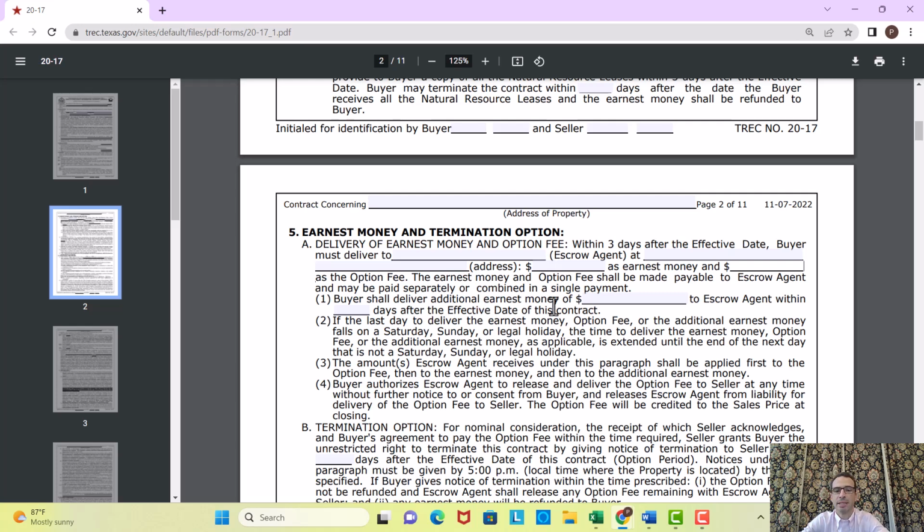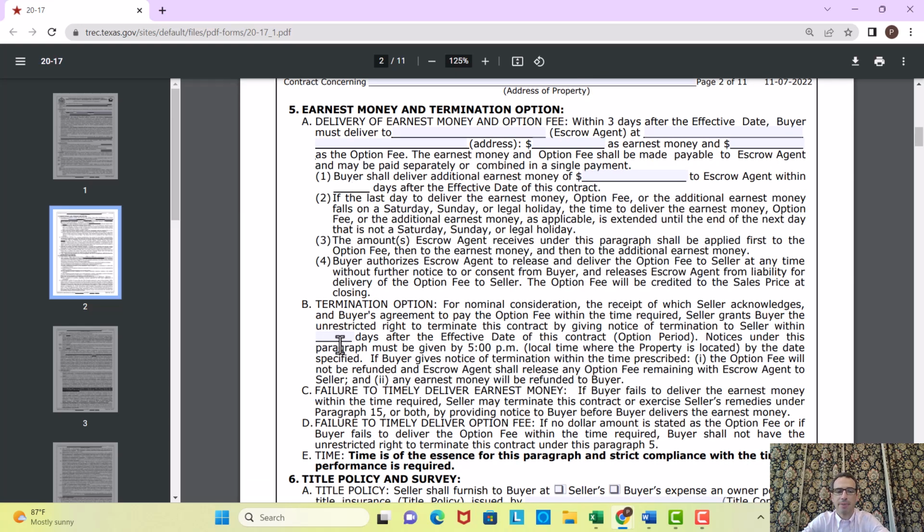Buyer shall pay additional earnest money. This typically isn't used, so you normally see NA or $0 here. And again, NA because paragraph 5(1) typically is not used. You typically don't see an additional earnest money deposit.